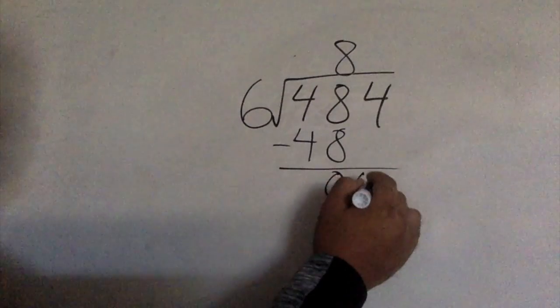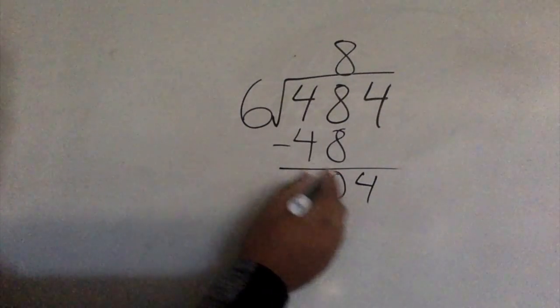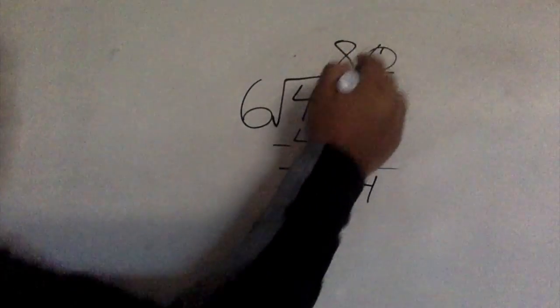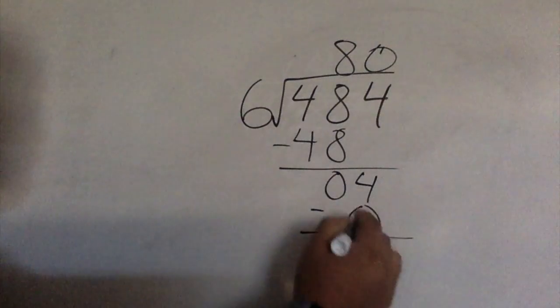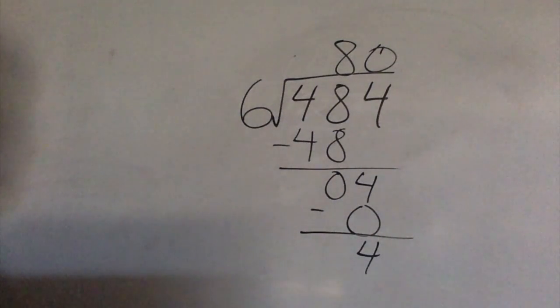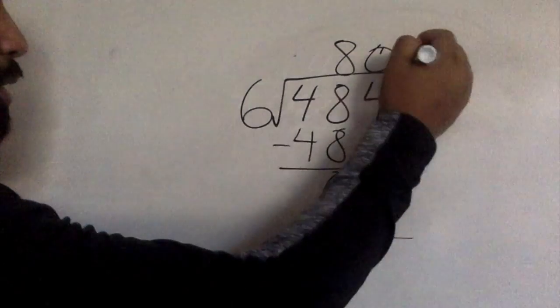And drop the 4. Does 6 go into 4? No. So 6 times 0 equals 0. 4 minus 0 equals 4. Any more numbers to drop? No. We are all done here, so we have a remainder 4.